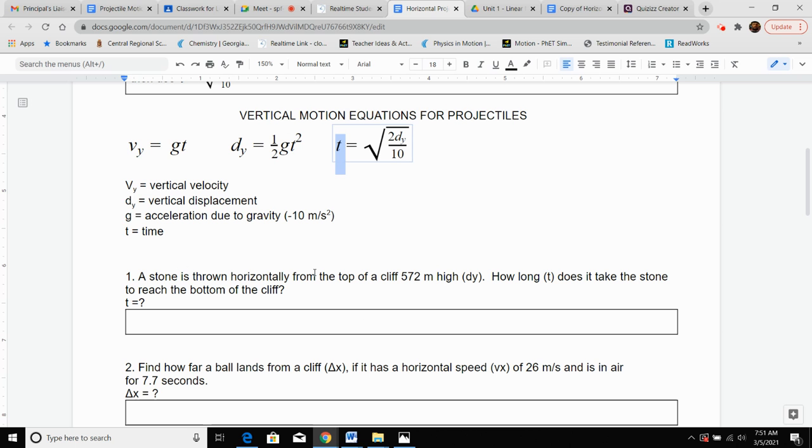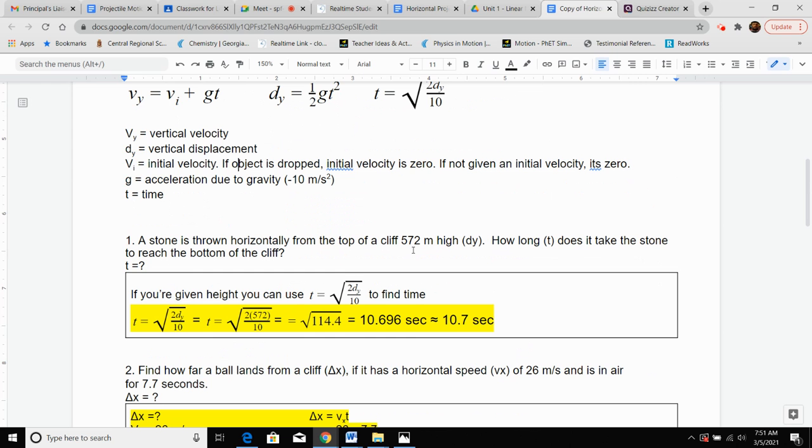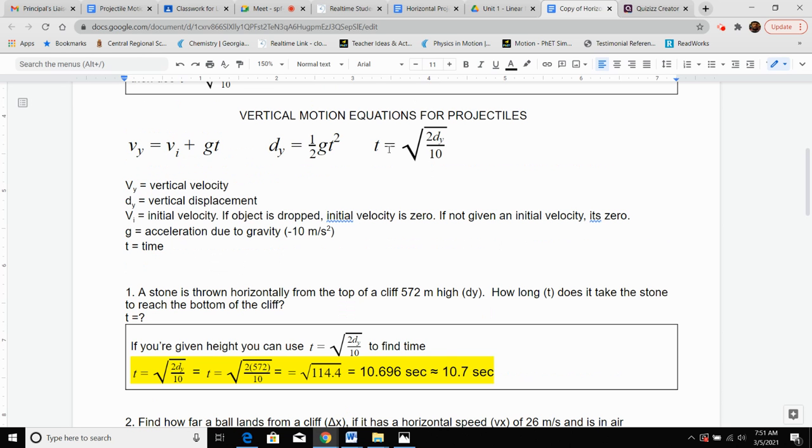A stone is thrown horizontally off the top of a 572 meter high cliff. They want to know how long it takes the stone to reach the bottom. You're given height, so you can use this equation. dy is our height. Substitute the values in: 2 times 572 divided by 10. Square root of 114.4 comes out to be approximately 10.696 seconds, or 10.7 seconds if you wanted to round.